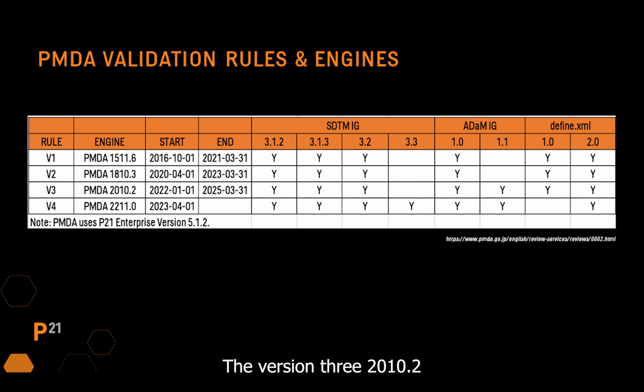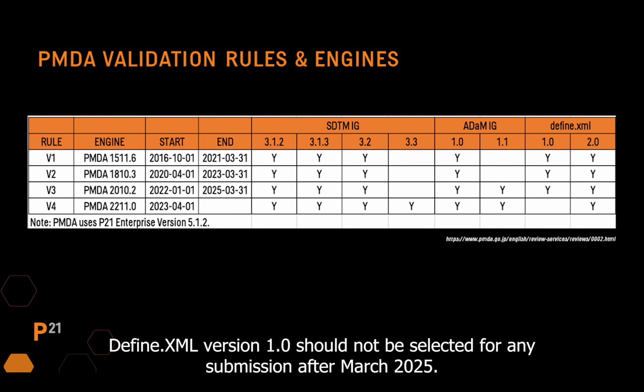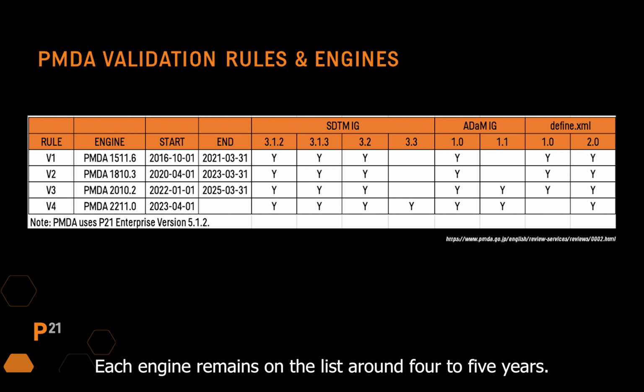Version 3, 20.10.2, is valid until March 2025. It started supporting SEND 1.1. Version 4, engine 22.11.0, does not have any end date yet. It supports SDTM 3.1.2 to 3.3, ADaM 1.0 and 1.1, and Define.xml 2.0. Define.xml version 1.0 should not be selected for submissions after March 2025. Each engine remains on the list for around 4 to 5 years.